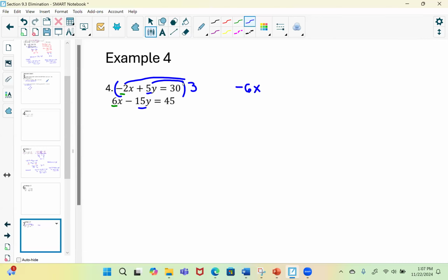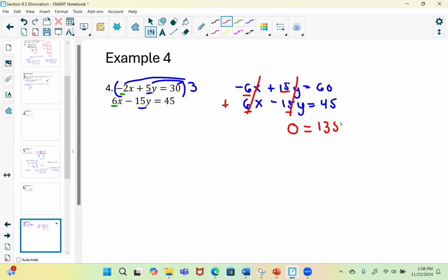And so we have now same number, opposite sign, right? And so we're going to add the equations. So this cancels, adds to 0. But if we look, the y's are the same thing, same number, opposite sign. So if they add, 15y minus 15y, that's also 0. So we're going to just put 0. If everything cancels, it's equal to 0. Equals, and then we're going to do 60 plus 45, which is 135.